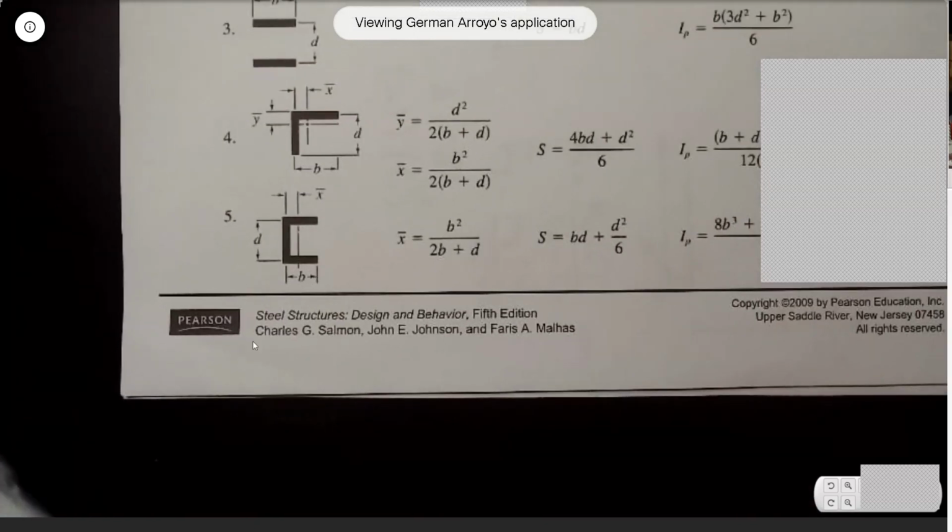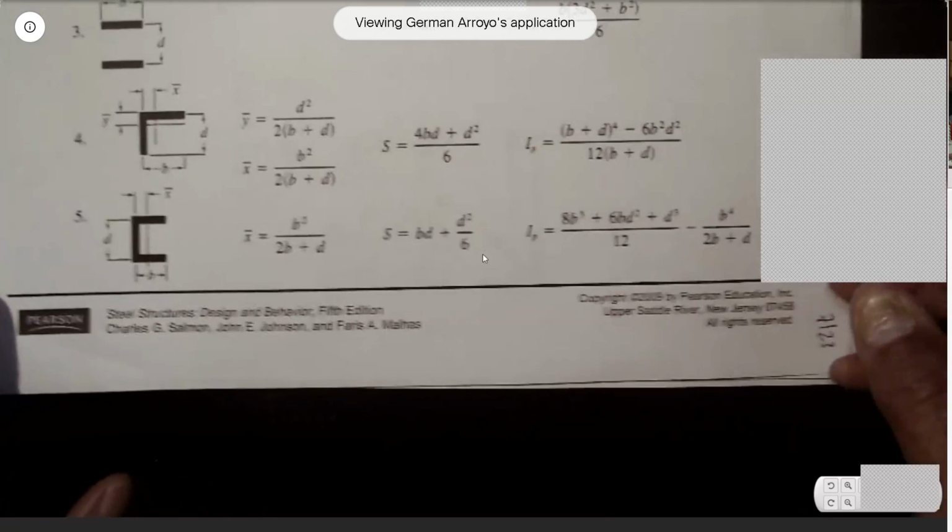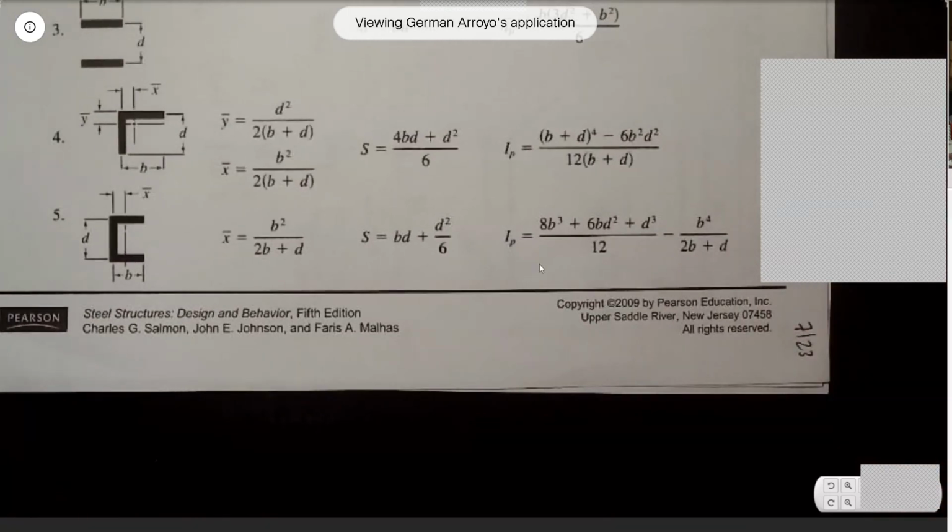Whenever we have this case 5, we have b and d. So the location of the centroid is going to be computed as b squared over 2b plus d. And we're going to do this computation later. And the computation of I_p, that means I_x plus I_y, is given also using the b and the d.